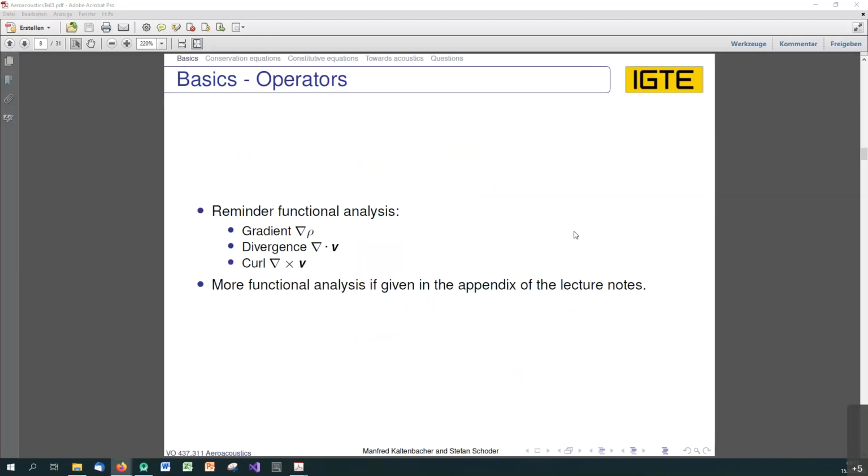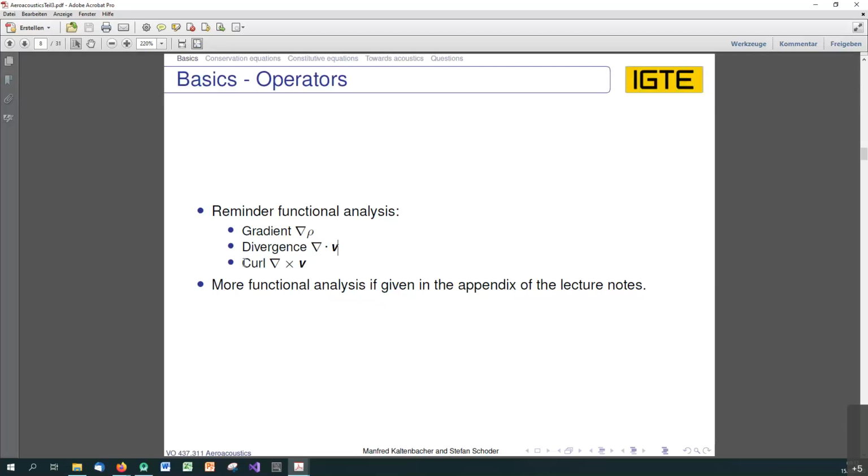Okay, then we will go into detail, but first I would like to remind you of some functional analysis. First of all, the gradient of a scalar quantity. I think all of you know what it is. Then we have the divergence operator. Everyone knows what's going on with the divergence? Yes. Okay, perfect. So all good.